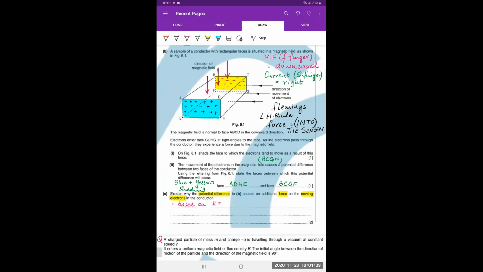Based on E is equal to V upon D, the AS formula, potential difference gives rise to electric field. First pointer. See how the answer has to be given. Based on E is equal to V upon D, potential difference gives rise to electric field. Then the second statement: based on F is equal to EQ.